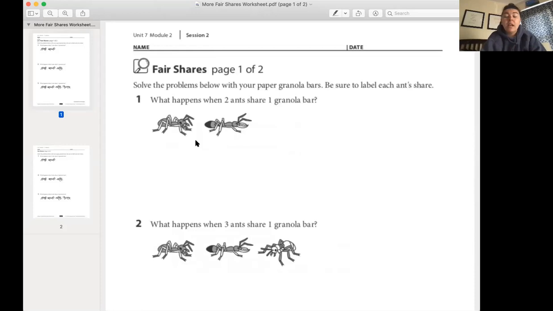So if you're somebody that doesn't have the worksheet or doesn't have anything to write with, you can always do the folding one. Again, if you run into any problems, send me a message on Class Dojo or send me an email.